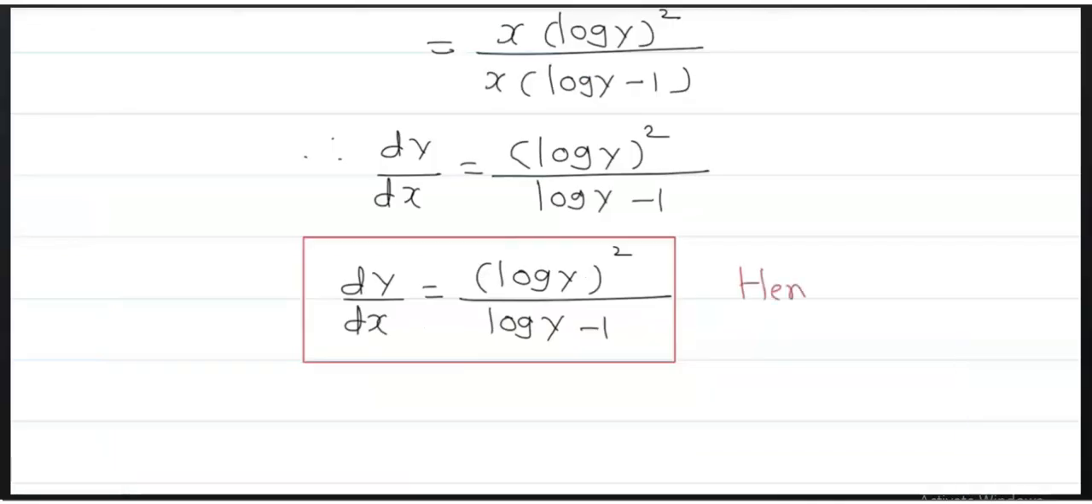Now in this way we have completed exercise 1.3. I hope that you would have understood all the problems that I had explained.